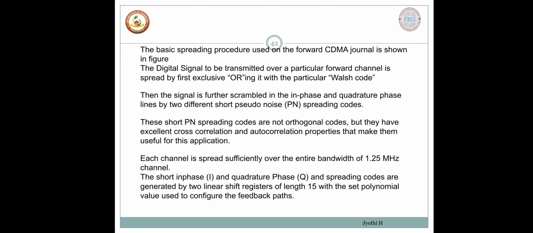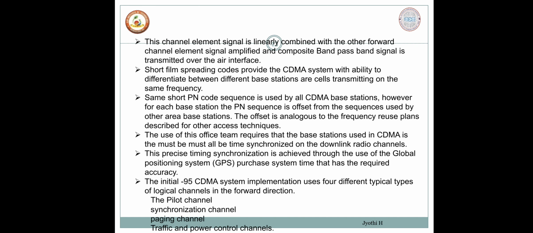The short in-phase and quadrature phase (Q) spreading codes are generated by two linear shift registers with a length of 15 and a set of polynomial values used to configure the feedback path. This channel element is linearly combined with the other forward channel element signals, amplified, and composite band pass filtered, and it is transmitted over the air interface. The short PN spreading codes provide the CDMA system with the ability to differentiate between the different base stations or cells transmitting on the same frequency.